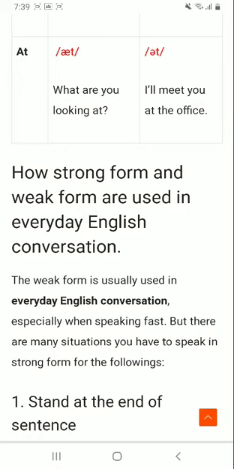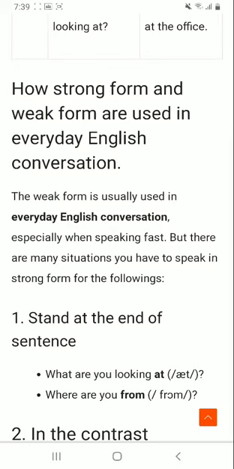Next part. How strong and weak forms are used in everyday English conversation. The weak form is usually used in everyday English conversation. We use only the weak forms in everyday conversation, especially when we speak fast. When we speak fast, we go with the weak forms without any stress. When we are very slow with the content, when we are very slow with the subject, we go with the strong form. So for everyday life conversation, we use only the weak form.